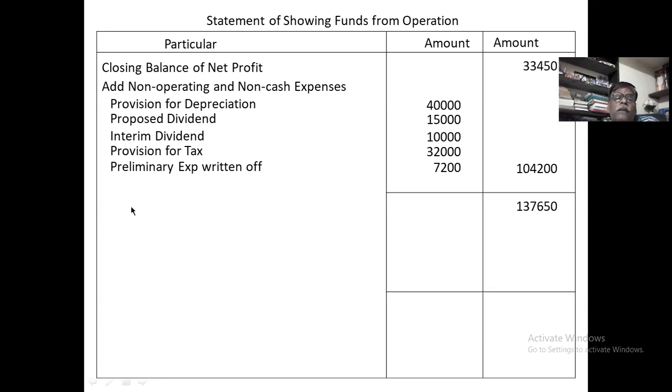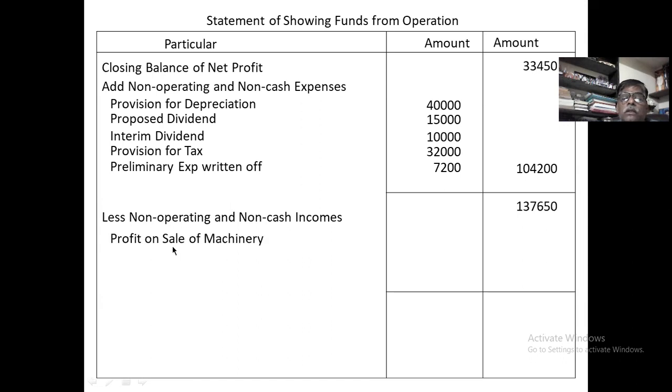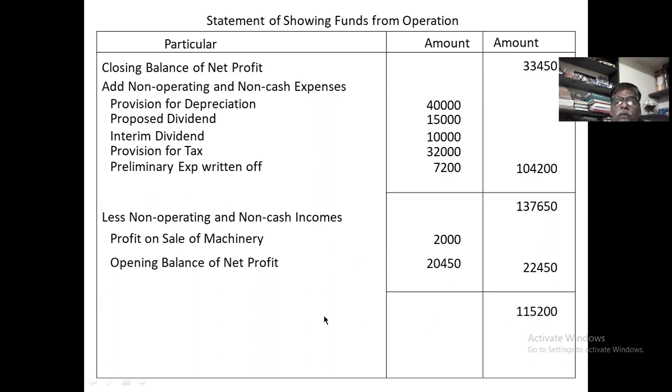1,37,650. Okay. Next, you write the heading: less non-operating and non-cash incomes. In this case, first we take profit on sale of machinery. That is 2,000. And no other incomes. You take the opening balance of profit. Opening balance of profit is 20,450. So the total is 22,450. You deduct 22,450.